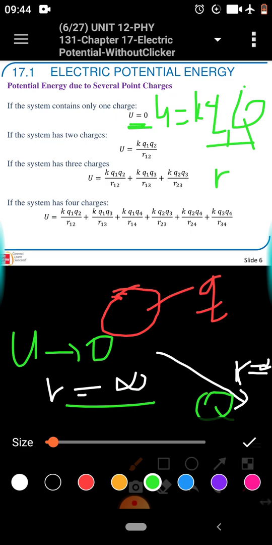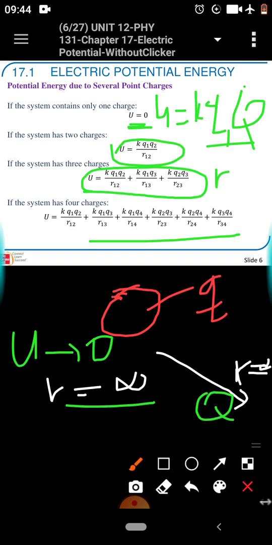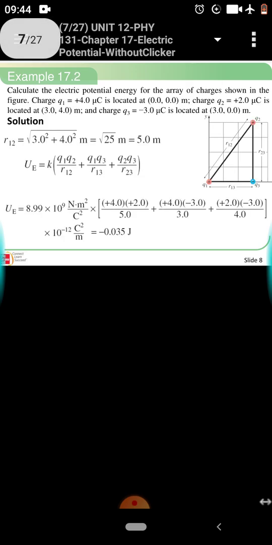If the system has two charges, you can write it like this. Then when it has 3, as we have seen from that diagram, you can have something like this. You just add the pairs. When it has 4, you do the same thing. It is as simple as that. Now let's go over this example.